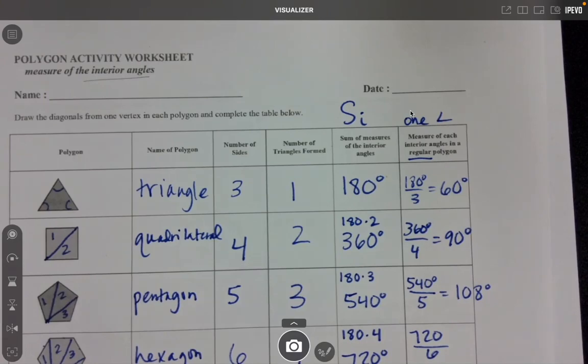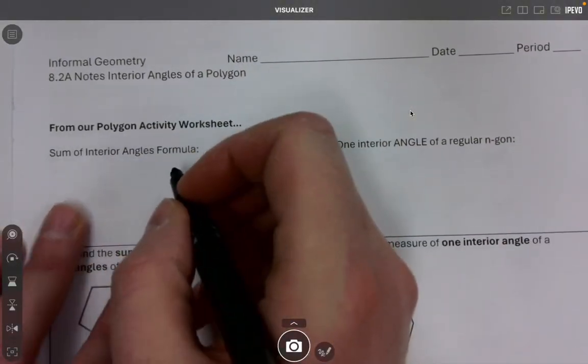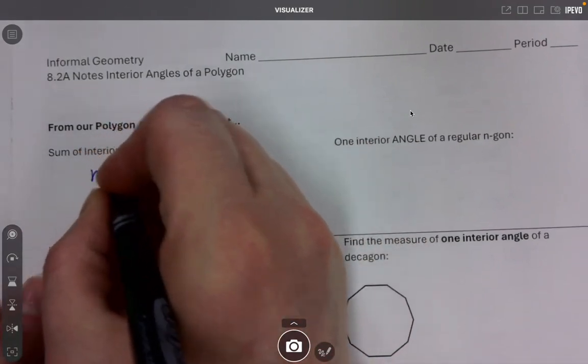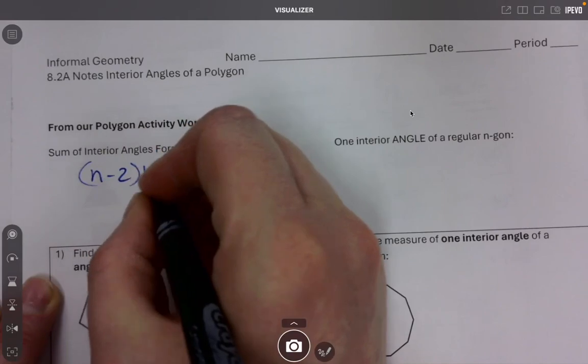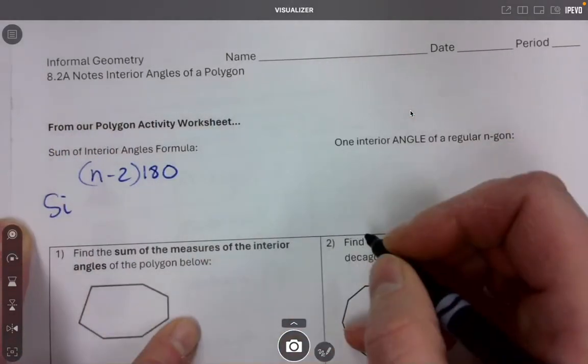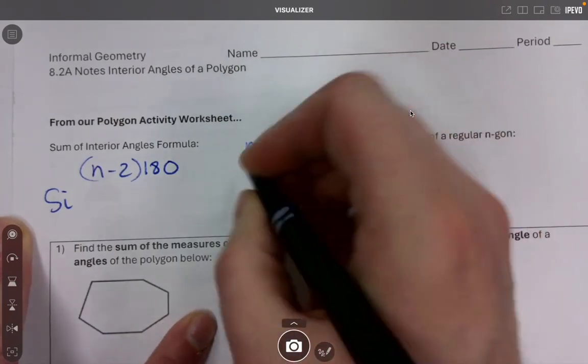So I'm going to go ahead and find my next page here. Let's see. There it is. So this is just going to give you the problem types that we're going to be doing. So first we're going to copy over those formulas. So this was that n minus 2 times 180, and this is my S subscript i formula. And let's remember that n is the number of sides.